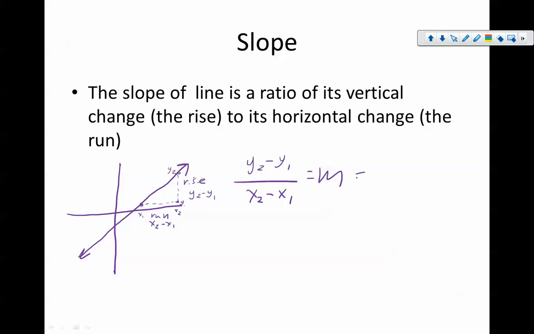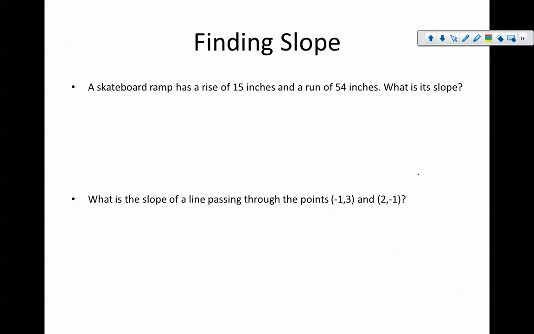Sometimes you might also see this denoted as delta y over delta x, the change in y over the change in x. There's a few ways that comes up, but this is what the slope is. It's how much a line is increasing or decreasing, and how quickly it is doing that. So let's do a couple of examples here.